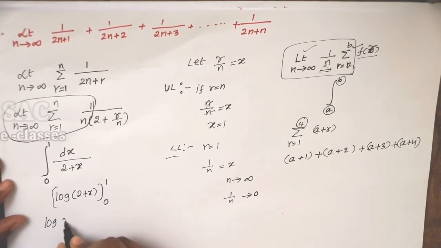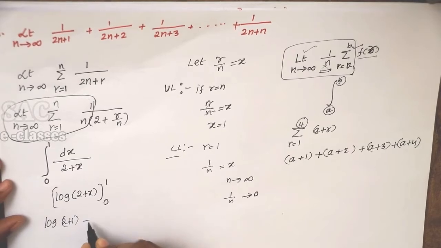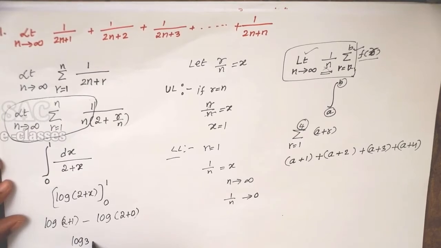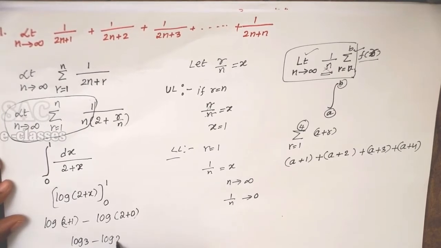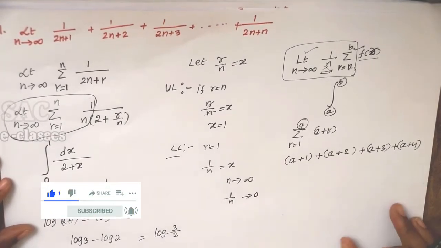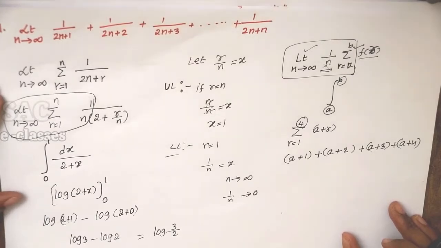Log of 2 plus 1 minus log of 2 plus 0. So log 3 minus log 2. We know log a minus log b is log of a by b, which is 3 by 2. We got the answer. Very simple.